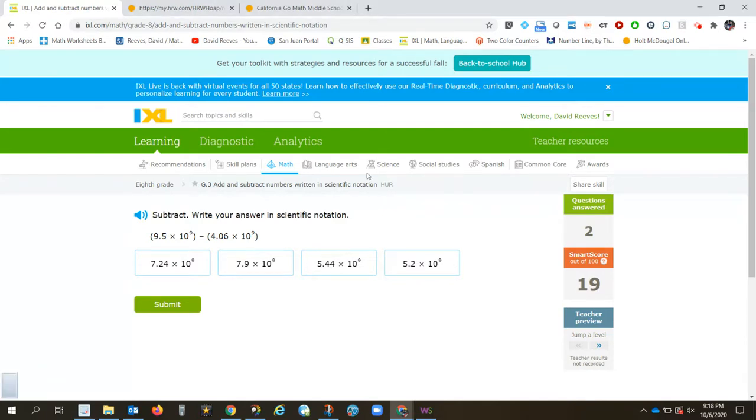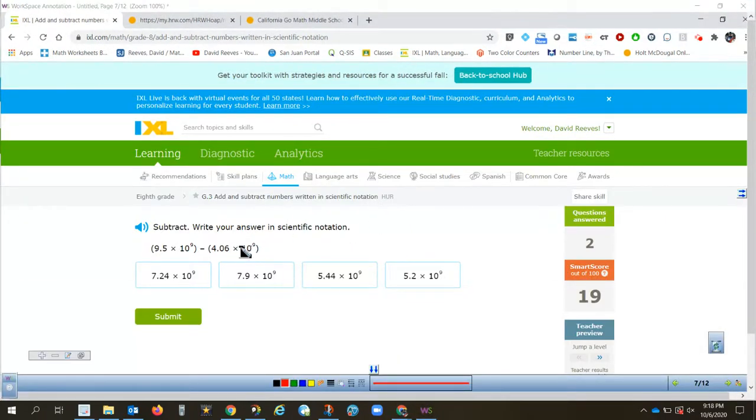Okay, here we go. Once again, I think one last one will do where the powers of 10 are the same. It's a subtraction problem. So I'm going to go 9.50 minus 4.06. The powers of 10 are the same, so we can subtract the coefficients because it's a subtraction problem. I'm going to have to borrow. 10 minus 6 is 4. This becomes 4 minus 0 is 4, and 9 minus 4 is 5. 5.44. The powers of 10 stay the same, so we get 5.44 times 10 to the ninth.